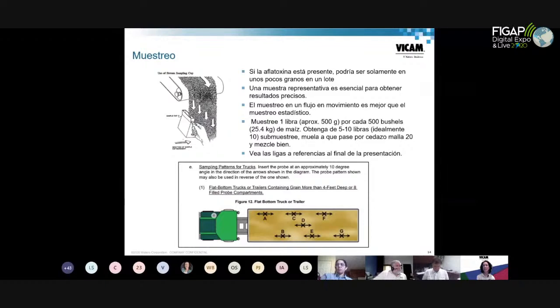And the best way to sample is if you have a fluid stream of grain, testing at different points as the grain is moving, like the picture on the left.